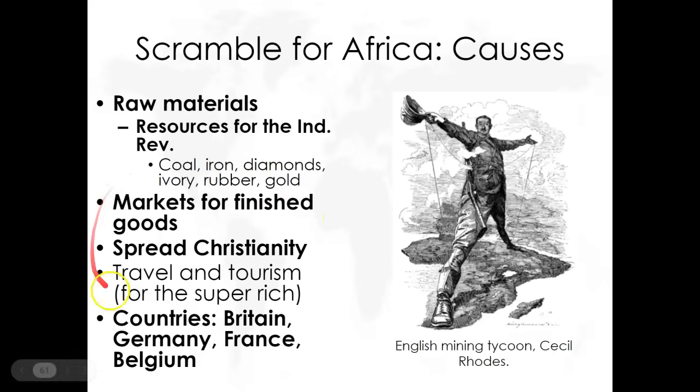The classic reason for imperialism is Europeans want to spread their religion to the places they're controlling, and that's going to mean spreading Christianity. So major countries are listed here: Britain, France, Germany, and Belgium. By the way, just make a note to yourself, Cecil Rhodes is going to be an English mining tycoon. He owned De Beers diamond mines, which controlled all of the diamond production in like this part of southern Africa.